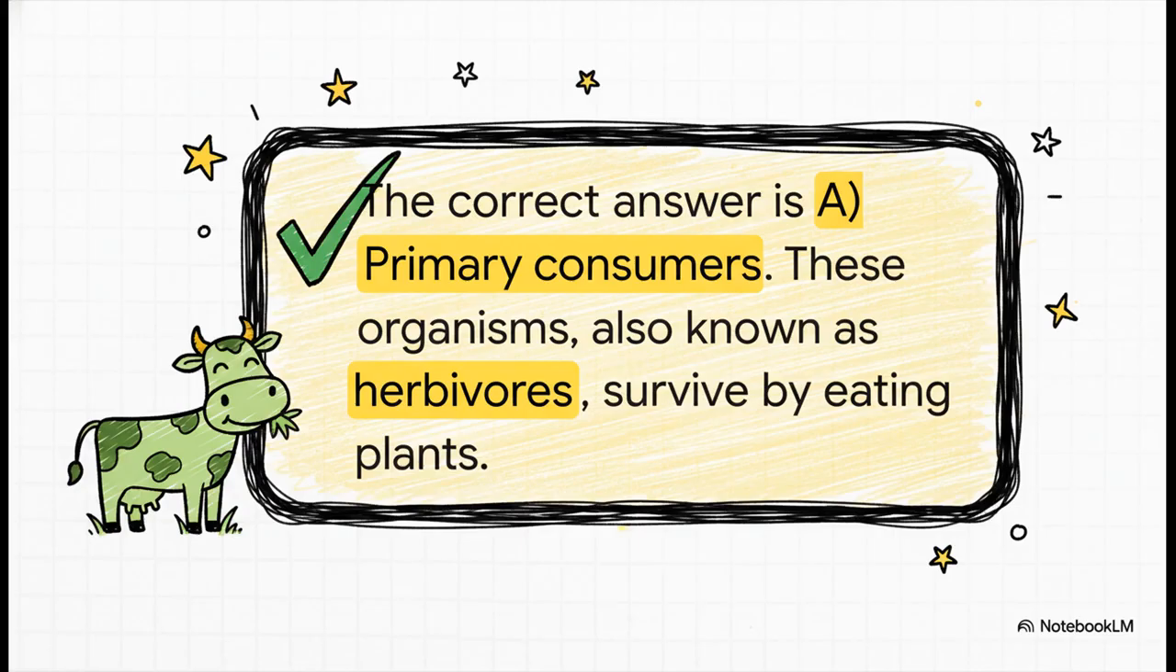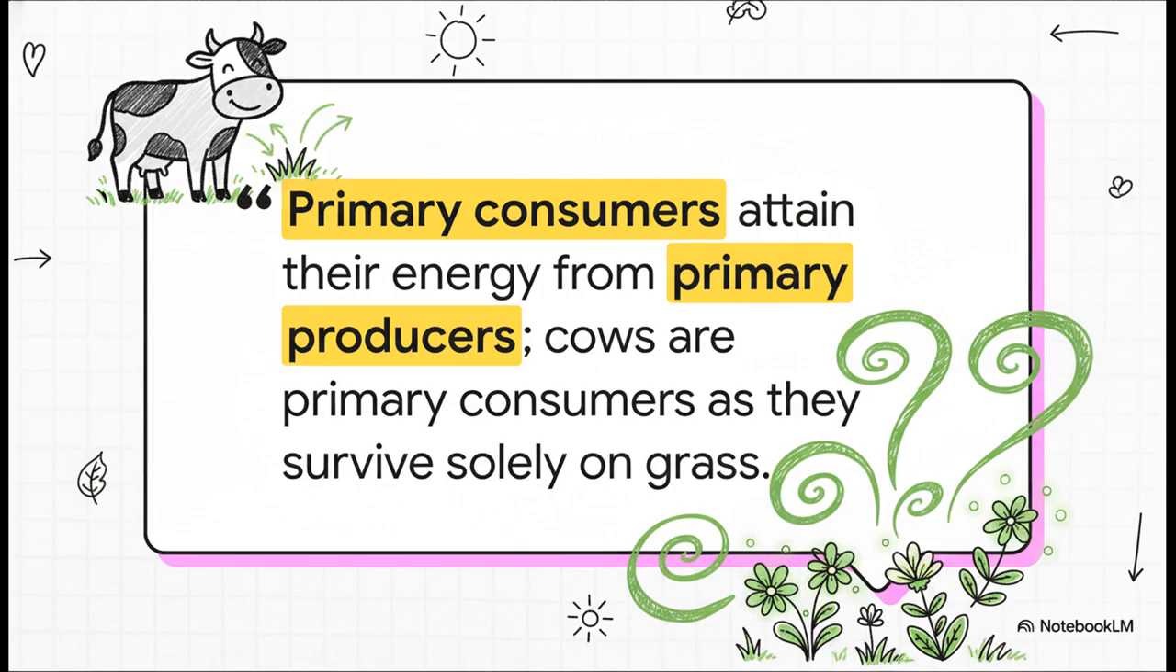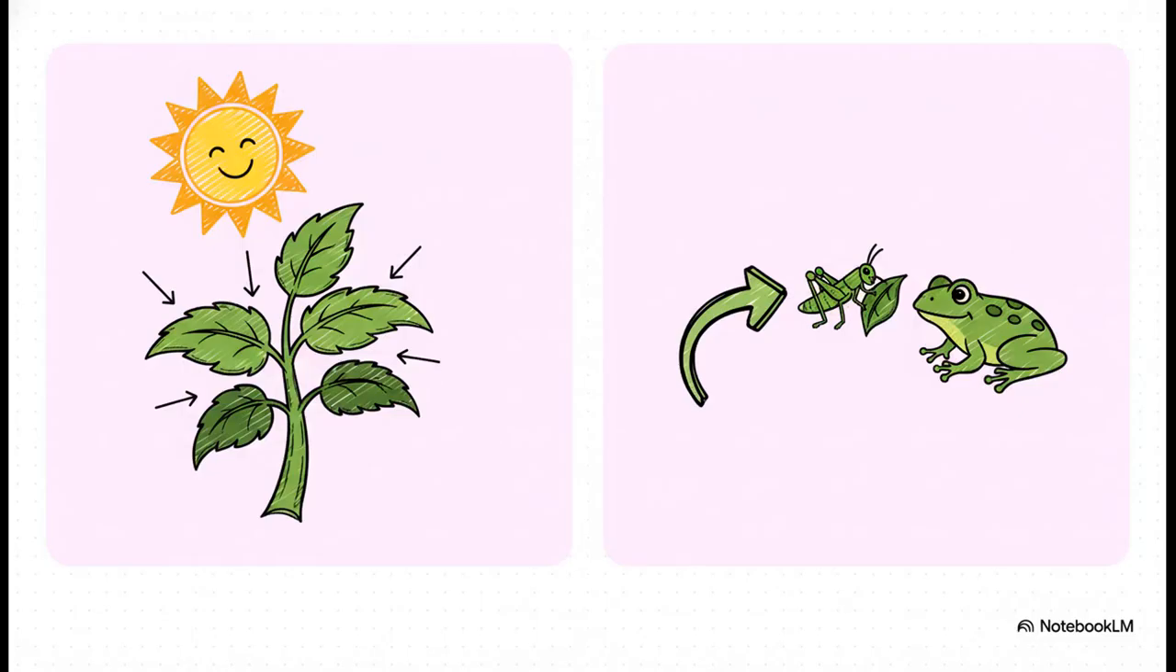Fantastic job. Now let's quickly break down exactly why that's the right answer. So here's the logic. It's all in the definition, right? Primary consumers get their energy directly from primary producers. And producers are plants. That classic example of a cow surviving only on grass is the perfect way to lock this concept into your brain. So if there's one really crucial point to remember, it's this simple difference right here. Producers make their own food and create the energy. Consumers transfer that energy around by eating other organisms. If you can just keep that one idea straight, you are going to be in great shape.